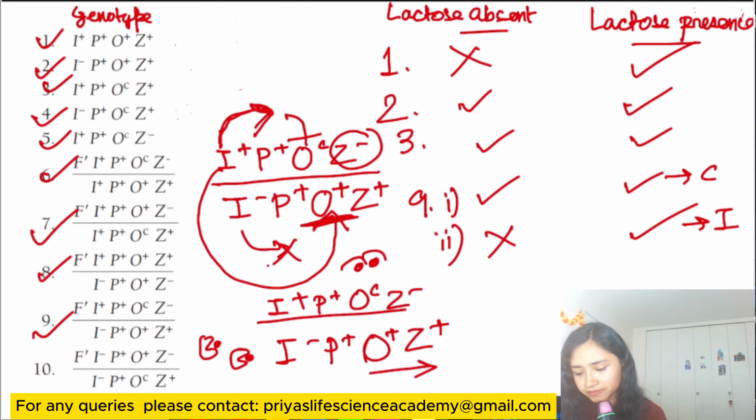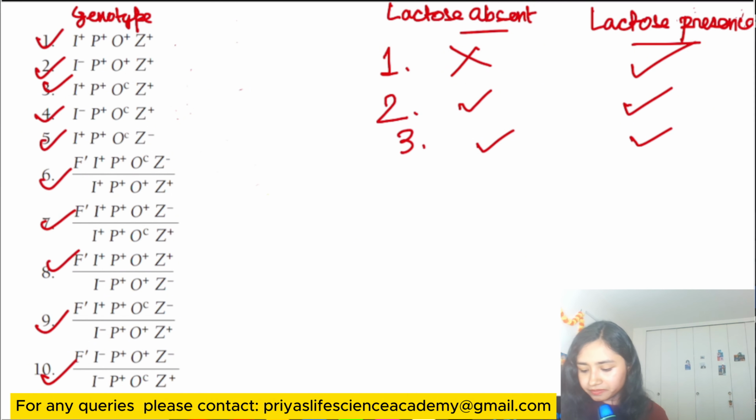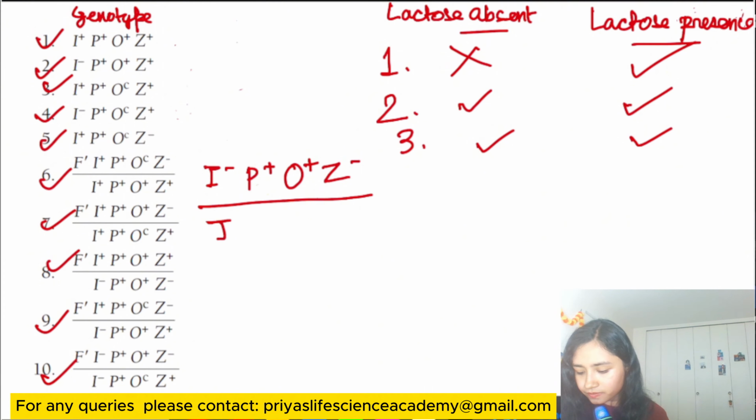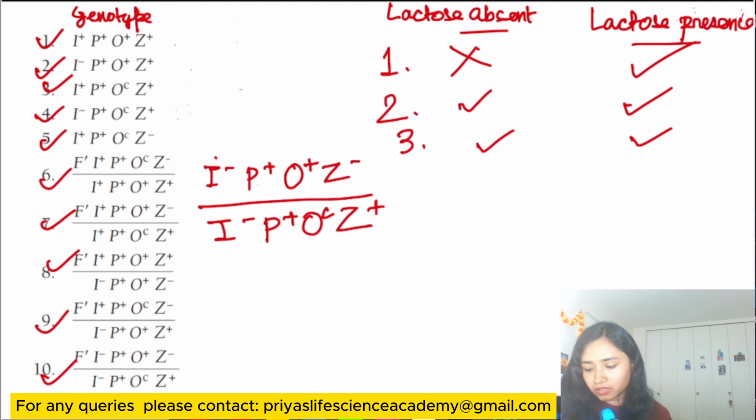Okay. Now coming to the last problem, which is I minus P plus O plus Z minus, and I minus P plus OC Z plus. Now what can you see here? That from both of the operons, no functional repressor can be made because both are I minus. So what will happen? There is O plus, there is OC. Even in the absence of lactose, the Lac Operon is turned on. Because in both of the operons, there is I minus. No repressors to block the operator.